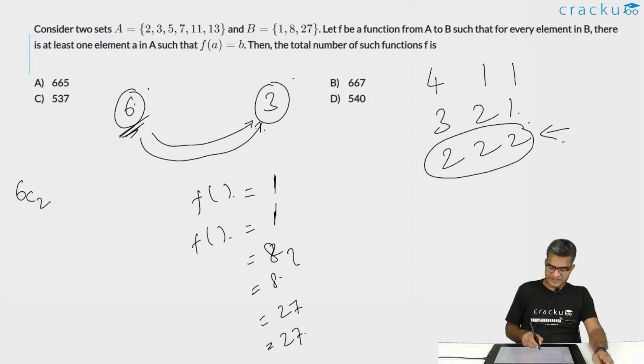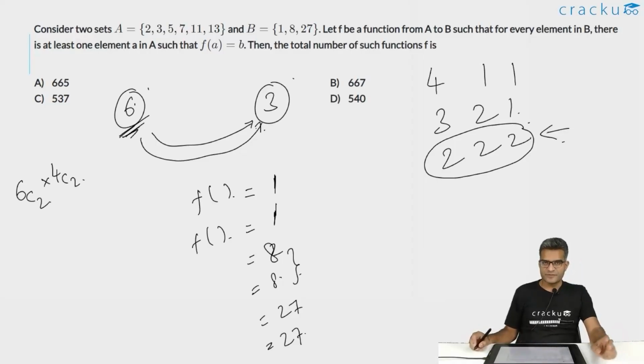2 elements can be picked such that f of that element is equal to 8. They can be picked in 4C2 ways. Then you are left with 2 elements. And those 2 elements will have f of that element to be 27.